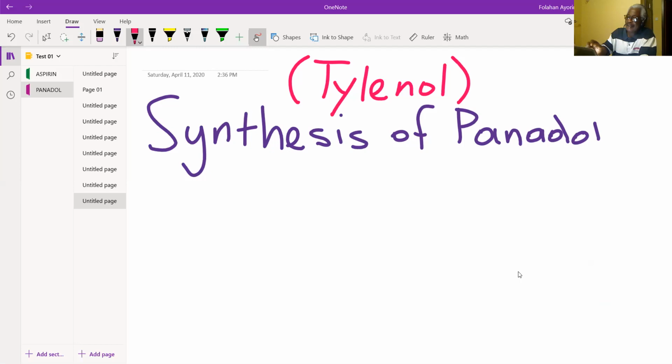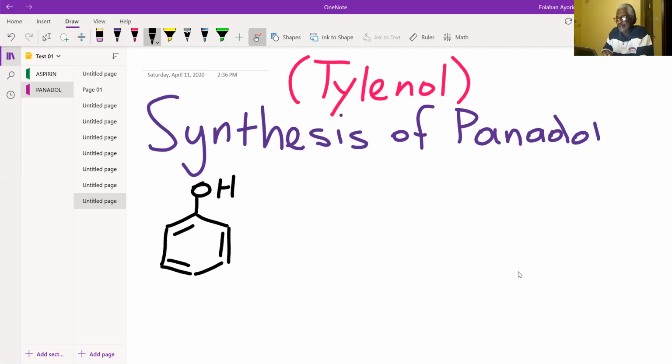And I want to start the synthetic process with this molecule here. See what I am doing here, writing as though I am in the classroom. I know it does take about 1 hour or so to get used to writing on the computer screen using a stylus. But once you get used to it, it just becomes natural to you, just as though you are writing on the whiteboard in your classroom or on the chalkboard in your classroom.